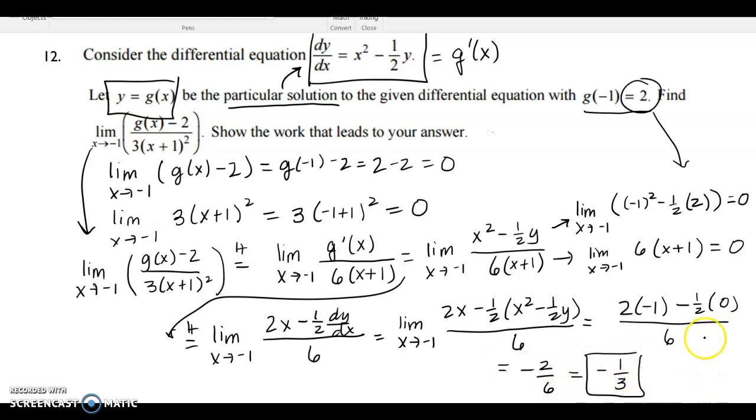Of course, on the AP test, you could leave your answer right here. You just have to make sure that you don't get 0 over 0 or some other indeterminate form, that you actually have a finite answer. And that's it.